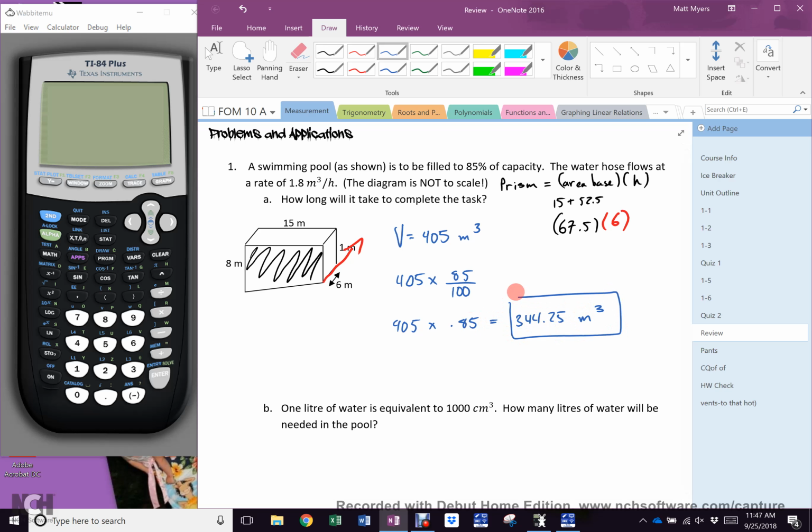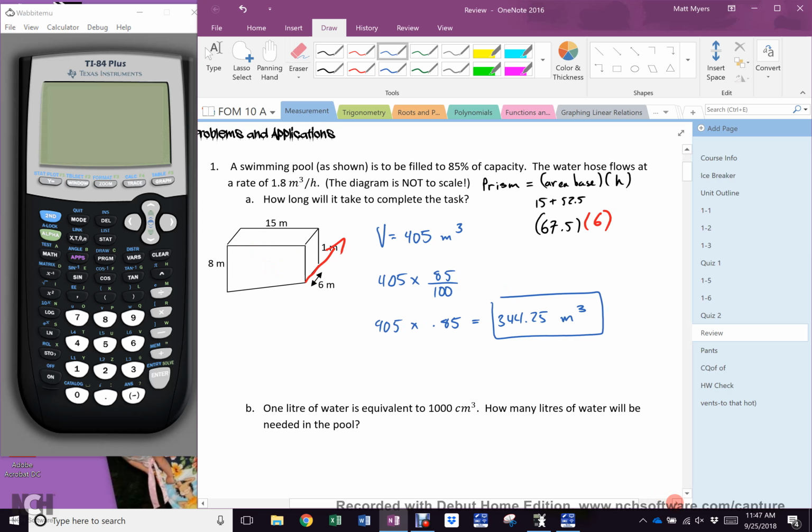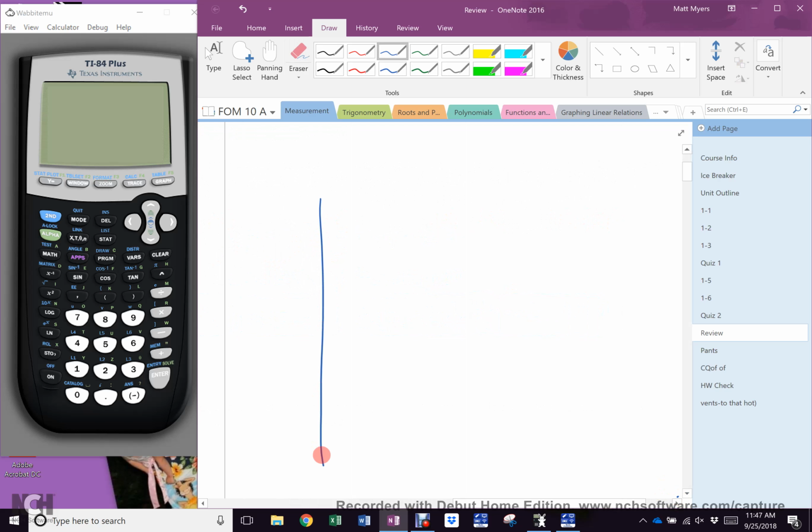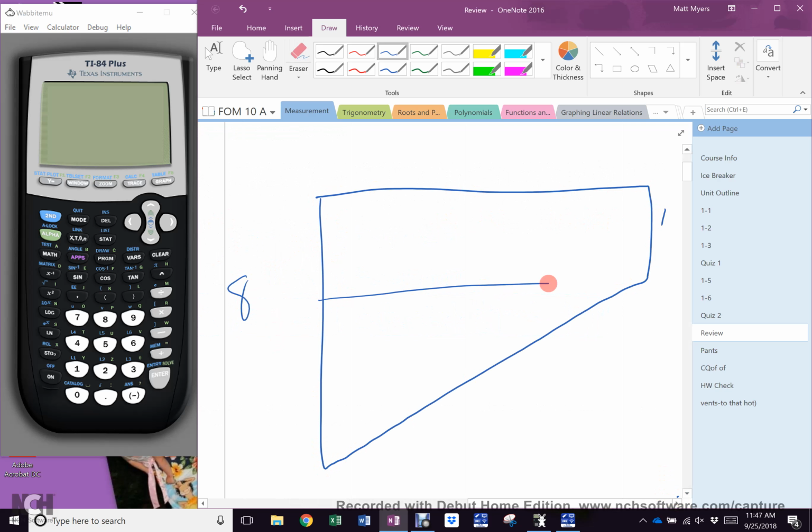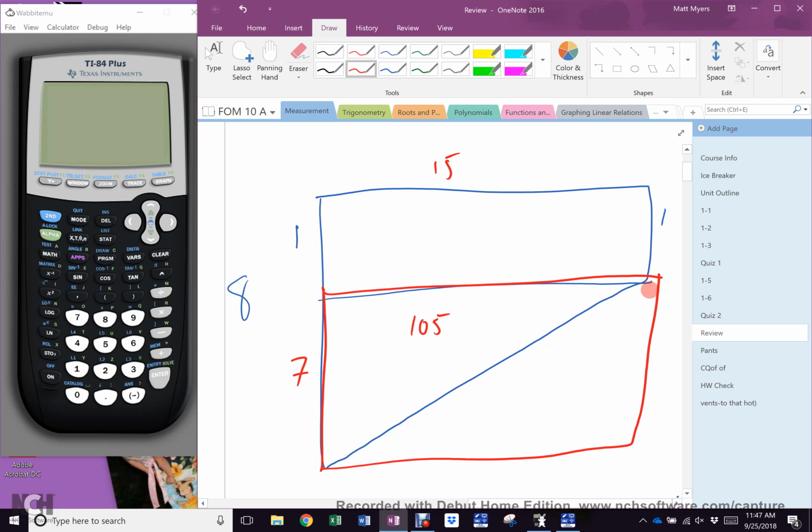How did you get 52.5 again? 1, 8. 1, 7. 15. 7 by 15 is 105 if it were the whole rectangle, but it is not. It is half a rectangle, so it is 52.5.